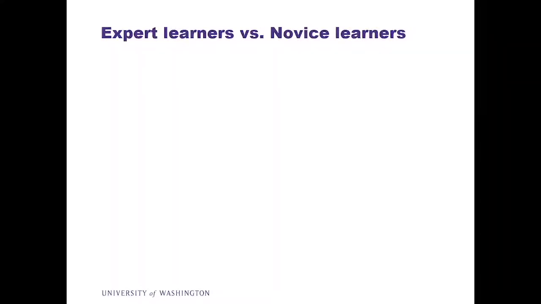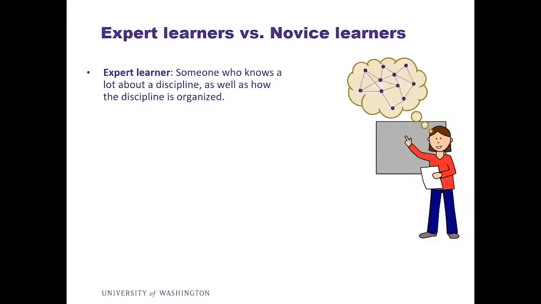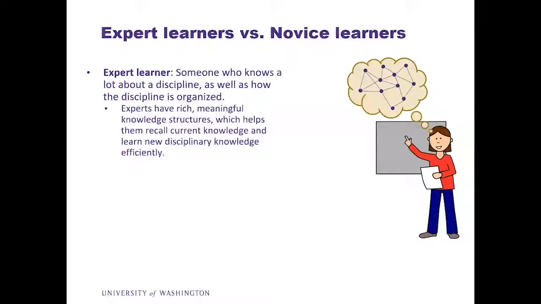Let's describe what we mean by expert and novice learners. An expert learner is someone who knows a lot about a discipline, as well as how the discipline is organized. As an established scholar in your discipline, you are an expert learner. You have a rich, meaningful knowledge structure of your discipline, so you are able to recall your current knowledge and to learn new disciplinary knowledge efficiently.